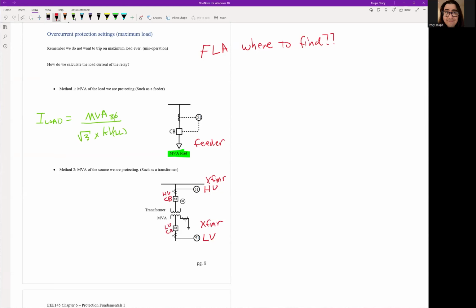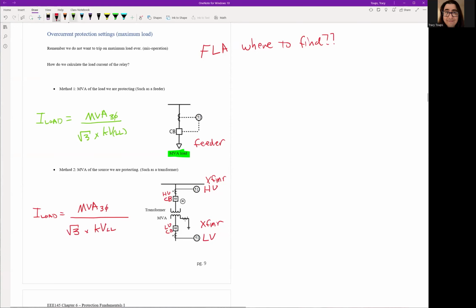So how do we figure out the load current there? There's actually two of them, depending on your high side or low side. So I load is going to be, again, the MVA of the transformer, the transformer MVA three-phase, because the MVA of the transformer is how much power it could push through without hurting itself, divided by square root of 3 times kV, line to line.